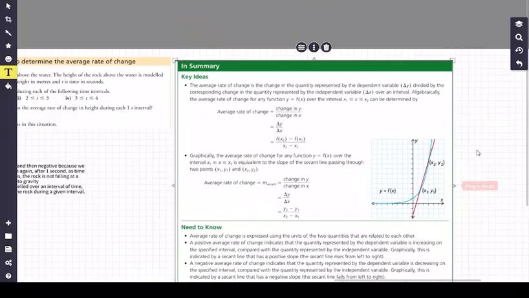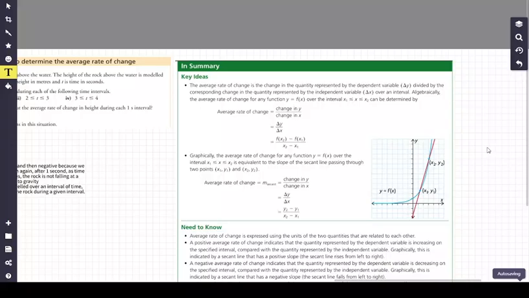Okay, here. So, what are our key ideas? The average rate of change is the change in the quantity represented by the dependent variable, which is y, divided by the corresponding change in the quantity represented by the independent variable, which is x, over a certain interval. So algebraically, the average rate of change for any function y equals f of x over the interval x initial less than x final can be determined by this little formula here. The average rate of change is change of y over change of x, so dy over dx, which is how you say it in derivatives.